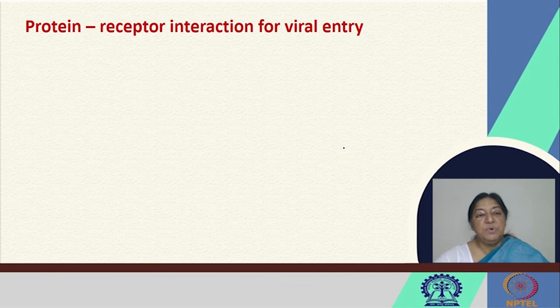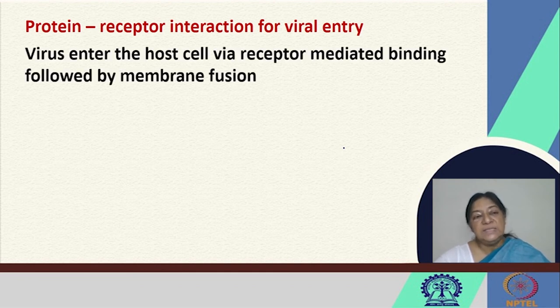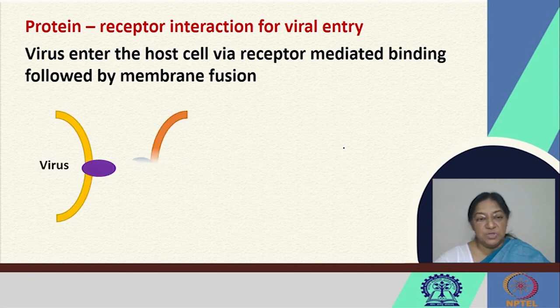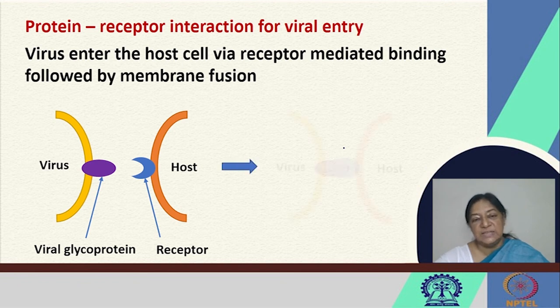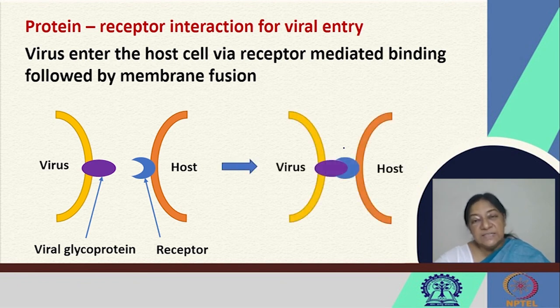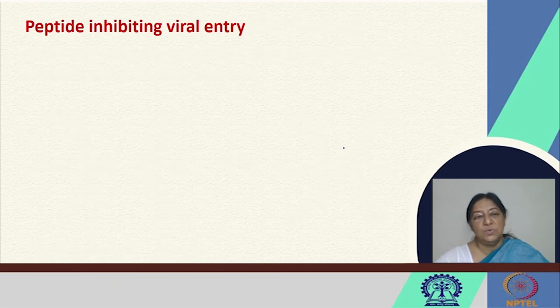If we look at protein receptor interaction for viral entry, we will be having a lecture on viral proteins later, but the understanding is that the virus has to enter the host cell via, again, a receptor-mediated binding followed by membrane fusion. So in this case, there is a host and there is the virus, and there is a specific glycoprotein that is present on the virus surface, and there is a receptor that has a specific recognition site, then there is the interaction that allows the virus to get into contact with the host.